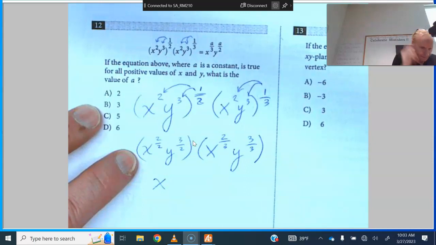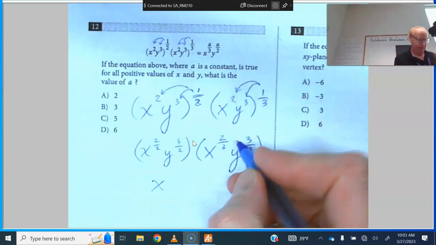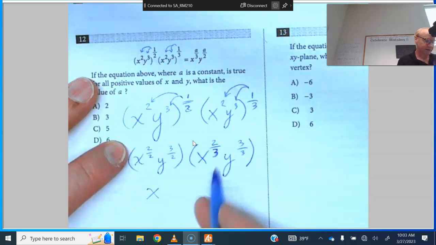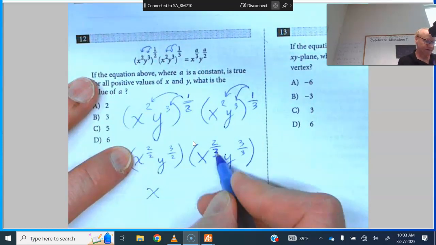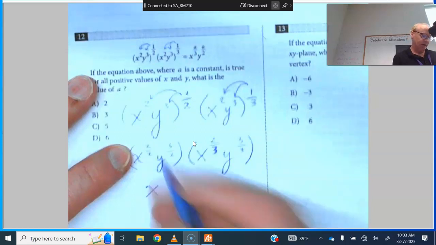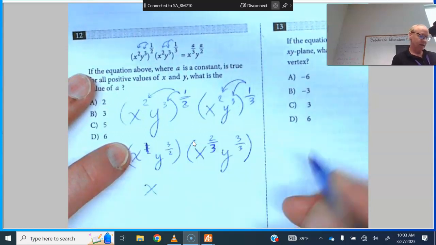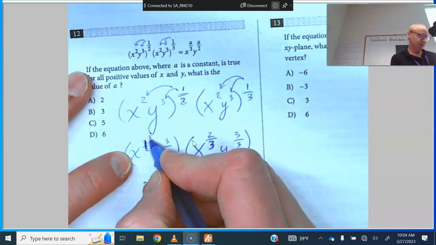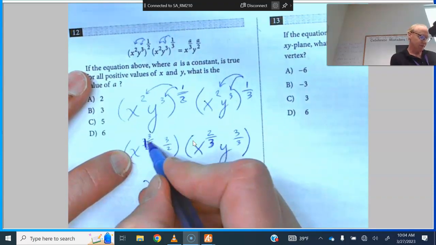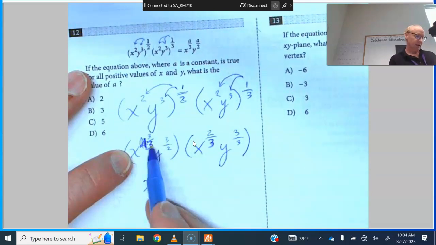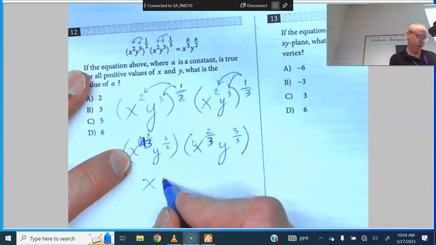Oh, no, it isn't. That's 2/3. Sorry, can't see. This is 2/3. This is x to the first. I'm going to go ahead and put these with a common denominator, because I need to add the exponents, but all I have is a 1 here and a 2/3 here. So this is x to the 3/3, and 3/3 is the same as 1. And when I add these together, I get 5 over 3.